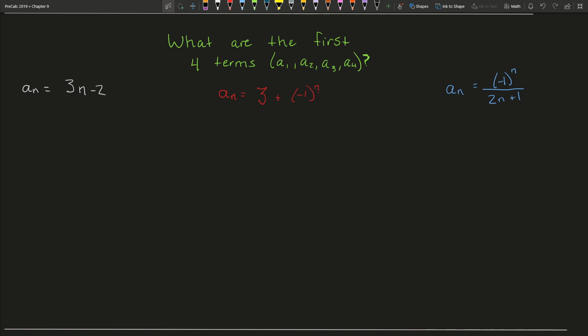All right, the first thing we're going to need to be able to do is find different terms of a sequence. We've got three examples here, and we want to find the first four terms: a1, a2, a3, and a4. We are given the rule, an, the nth term, for each of these sequences. Starting on the left, an is 3 times n minus 2. If we replace n with 1, it's 3 times 1 minus 2. The second term is 3 times 2 minus 2, all the way up until 4, or at least that's what we have to find.